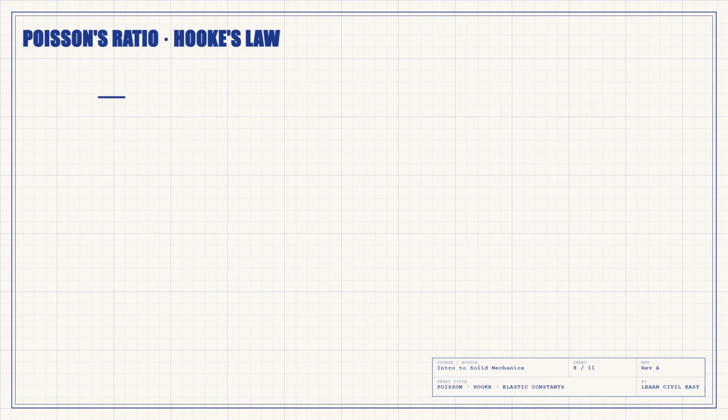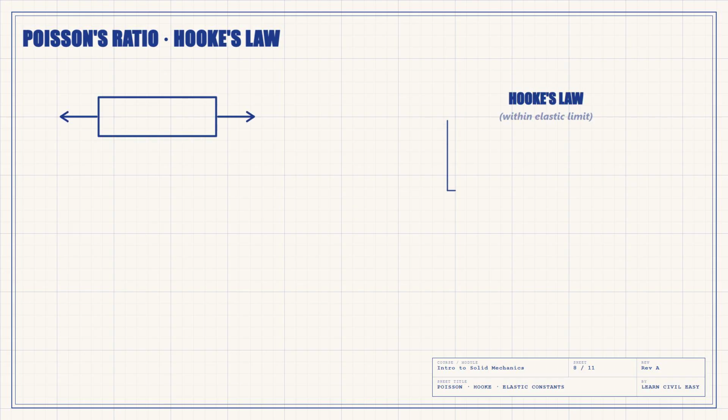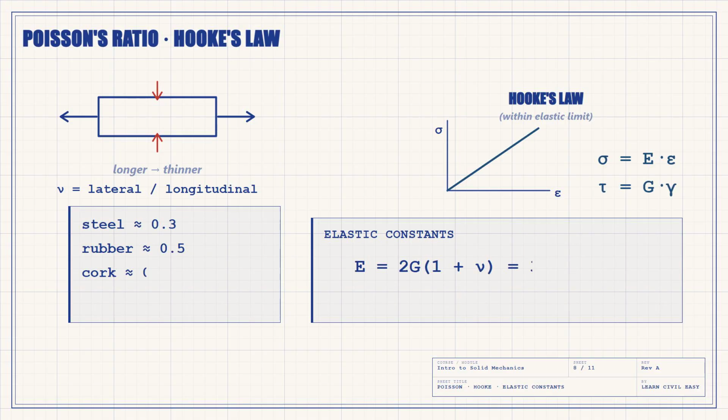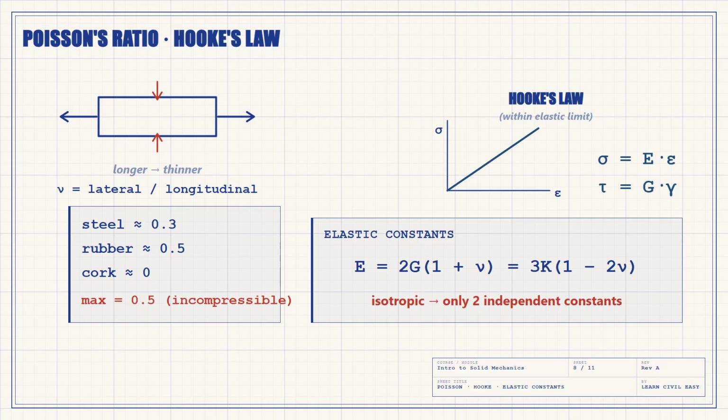Stretch a rubber band and watch. As it gets longer, it also gets thinner. Pull in one direction, the body contracts sideways. That sideways strain divided by the stretching strain is Poisson's ratio, nu. For steel it's about 0.3, for rubber nearly 0.5, for cork almost 0, and it never exceeds 0.5. At exactly 0.5, the material is incompressible.